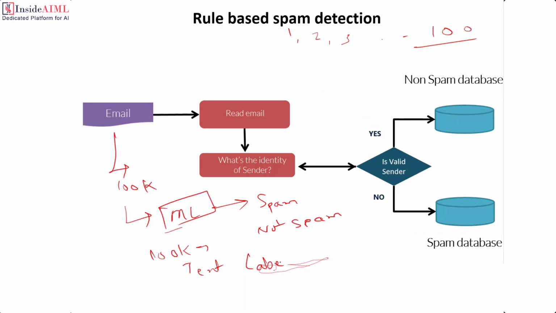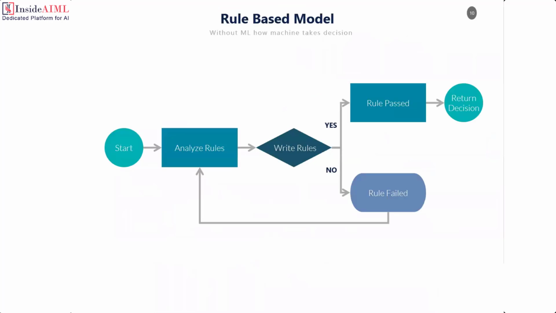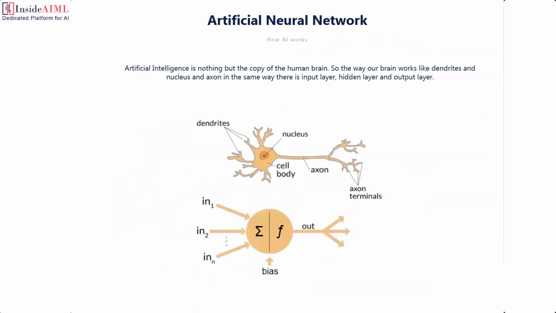So here text is there and here label is there. You want to tell the model that if this is the text, then it is spam. If this is the text, then it is not spam. So you have to train the model, then the model will take the decisions automatically, right? In the rule-based algorithm, we write different rules, and in artificial intelligence, we apply machine learning or data science related algorithms which take the decisions.